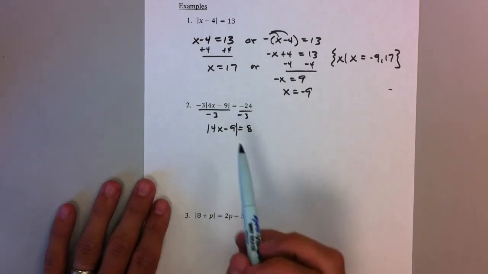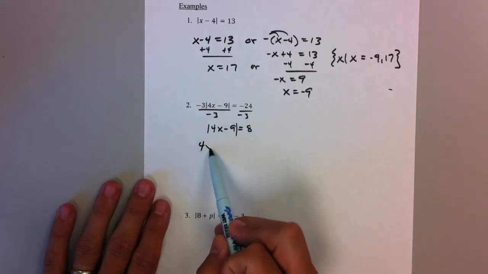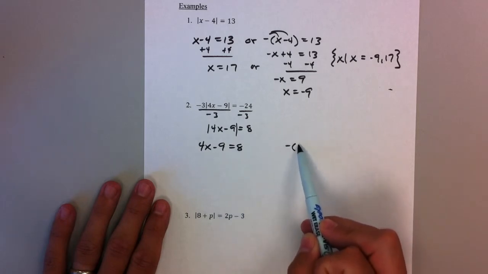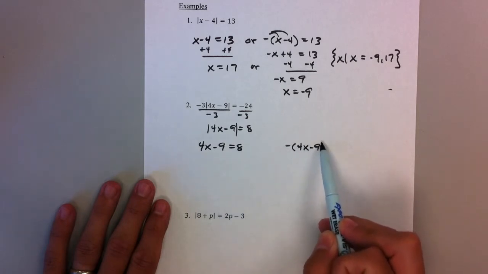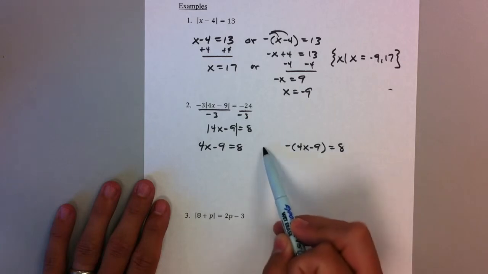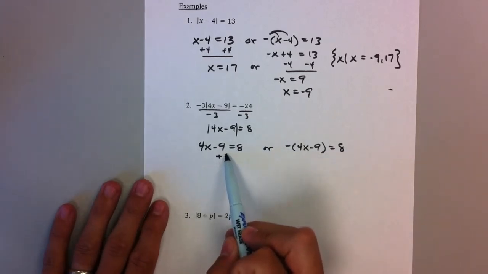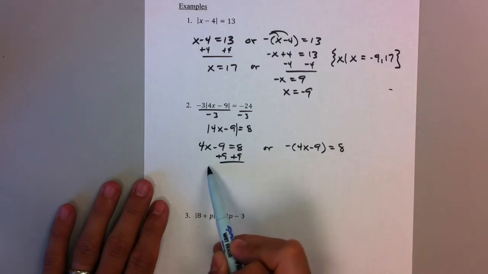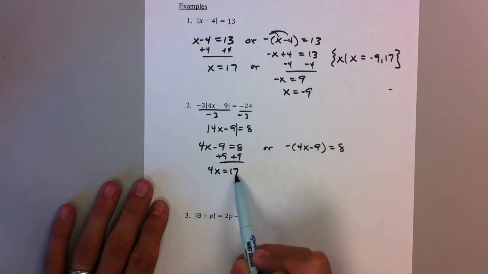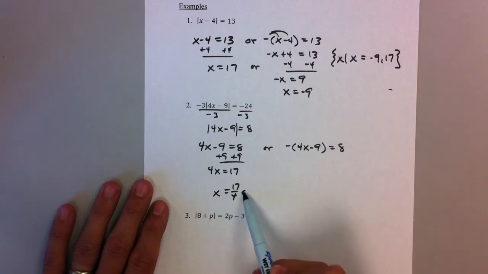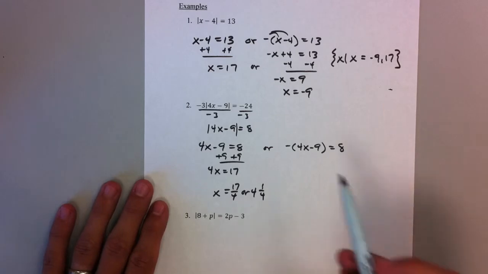And then I'm just going to split up. So 4x minus 9 equals 8, and then negative 4x minus 9 equals 8. Okay, or. So I'm going to add 9 to both sides here. So 4x equals 17, divide, x equals 17 fourths, or 4 1/4.